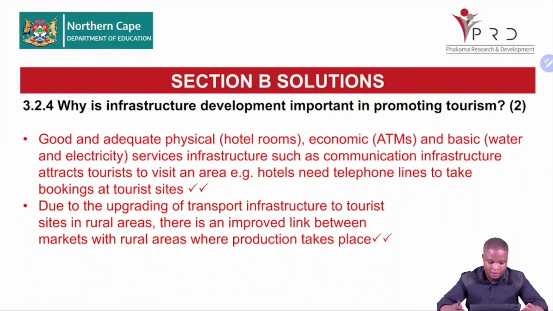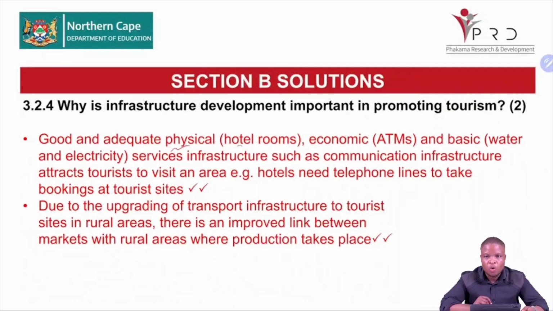That is infrastructure development. Good and adequate physical infrastructure, for example, hotel rooms, ATMs, water and electricity, and then services such as communication infrastructure, will attract tourists to visit an area, right? So where there is physical infrastructure, economic infrastructure, basic infrastructure and services infrastructure, it attracts people. See what we are doing here. Physical infrastructure, we are giving you examples.